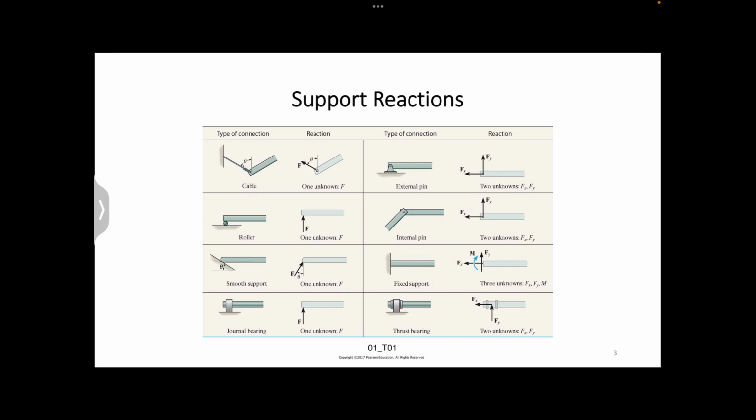By applying that rule, we can summarize the reactions for different types of supports in this table. Please note that this table is for 2D problems, meaning the bodies are subjected only to a coplanar force system. As an example of how to use this table, if we need to draw the reaction for a fixed support, we should plot both reactive force and reactive moment. The reason is a fixed support prevents both translation and rotation of the body.